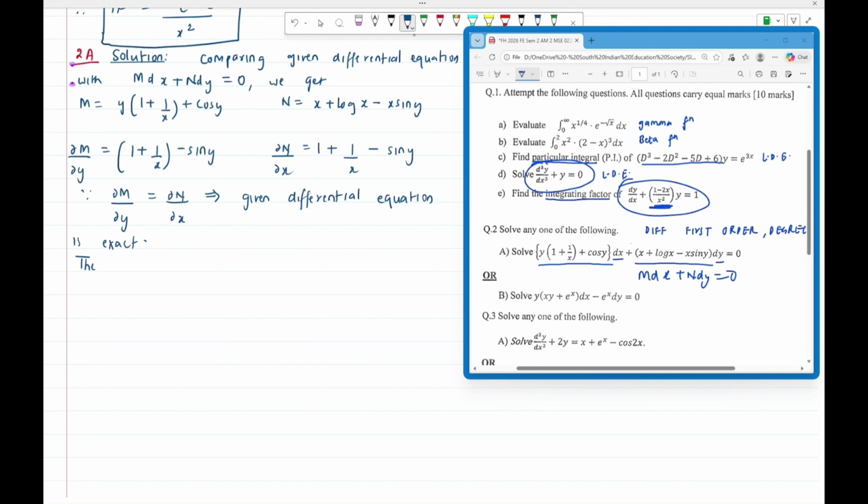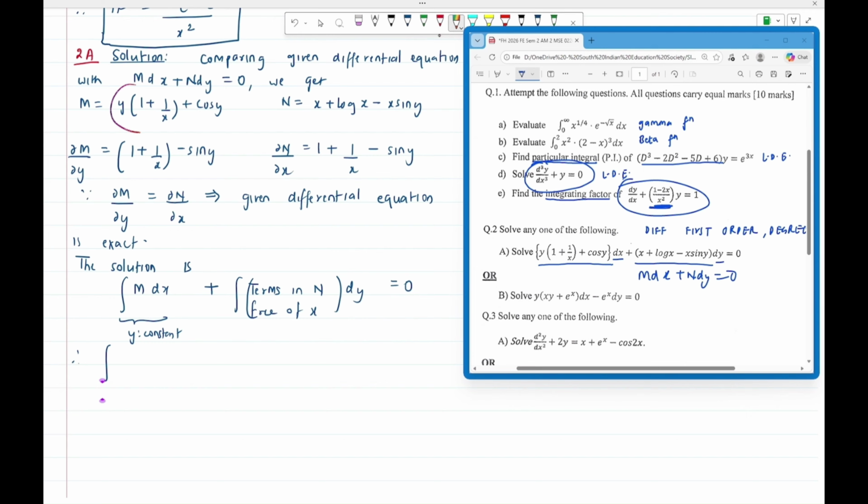And the solution for an exact differential equation is given by the integral of m dx, in which we treat y as a constant, plus the integral of terms in n which are free from x, that means they don't contain x, dy is equal to 0. So this is going to be the integration of m, and as you can see, m is over here.